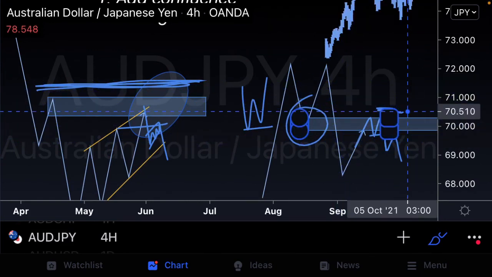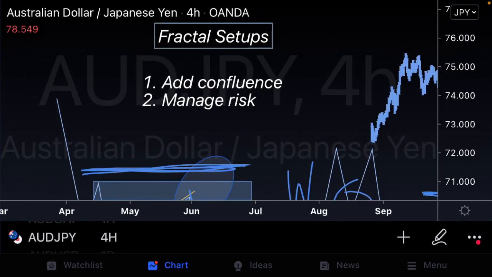So all we've done, guys, just by using this simple concept of fractal setups, we've added confluence to our positions. Adding confluence also adds that confidence for you when you're taking that setup. Adding confluence also adds those probabilities on your side, guys.